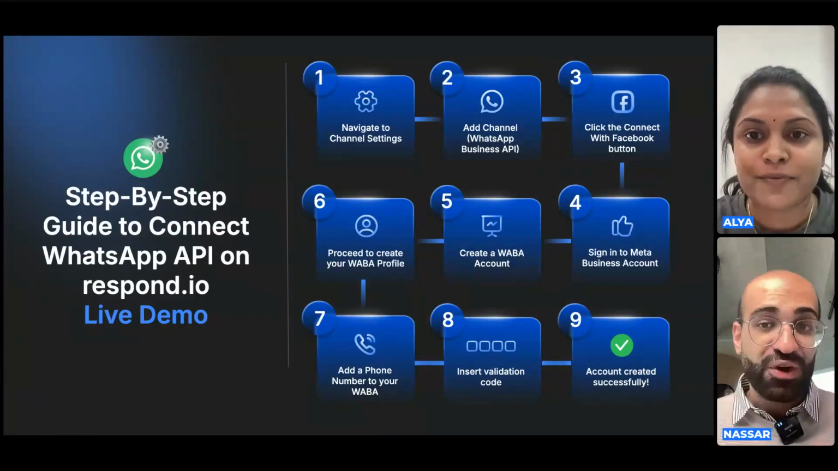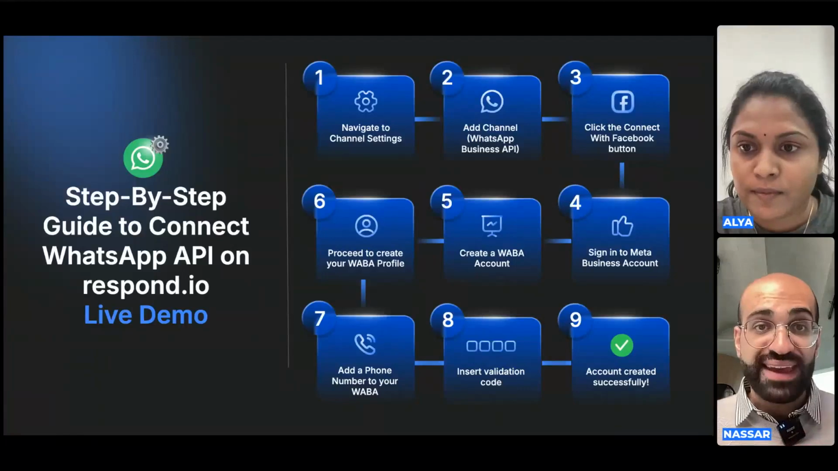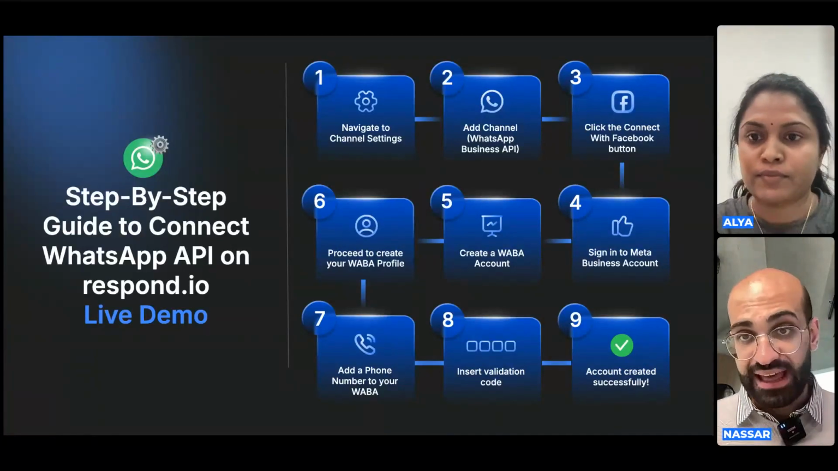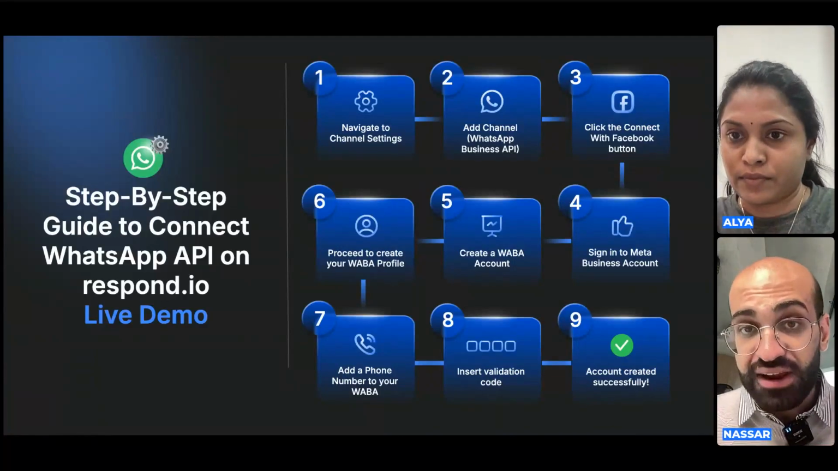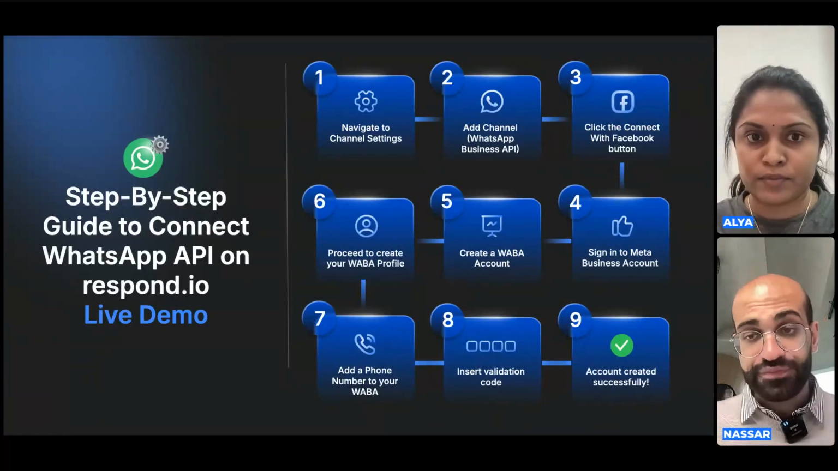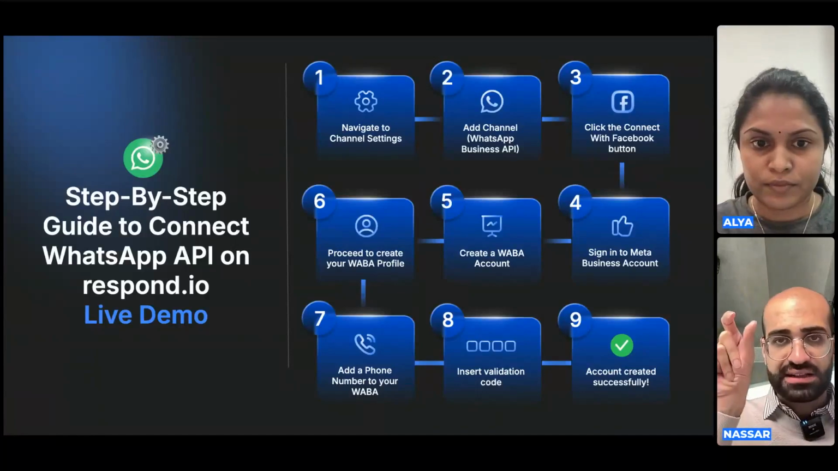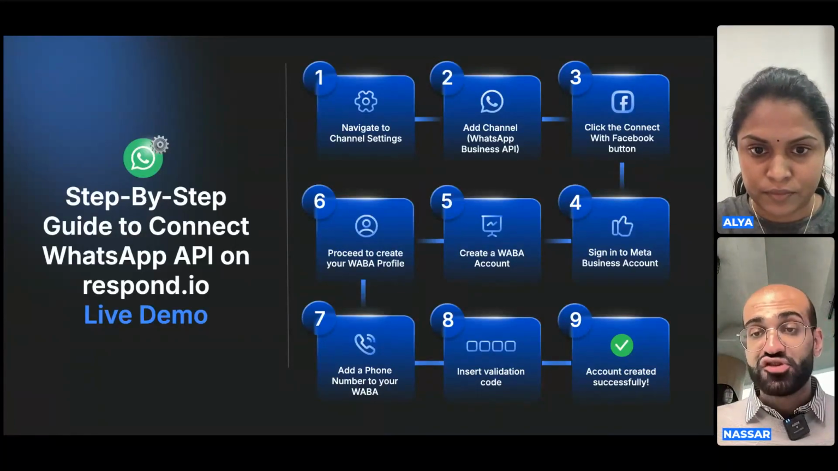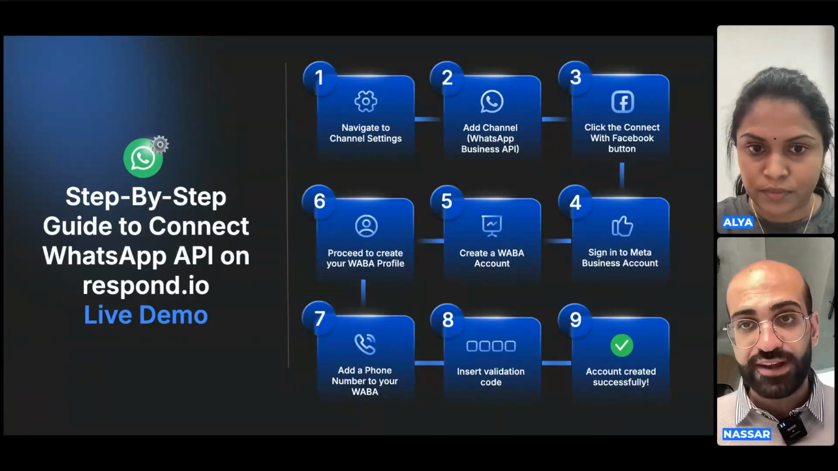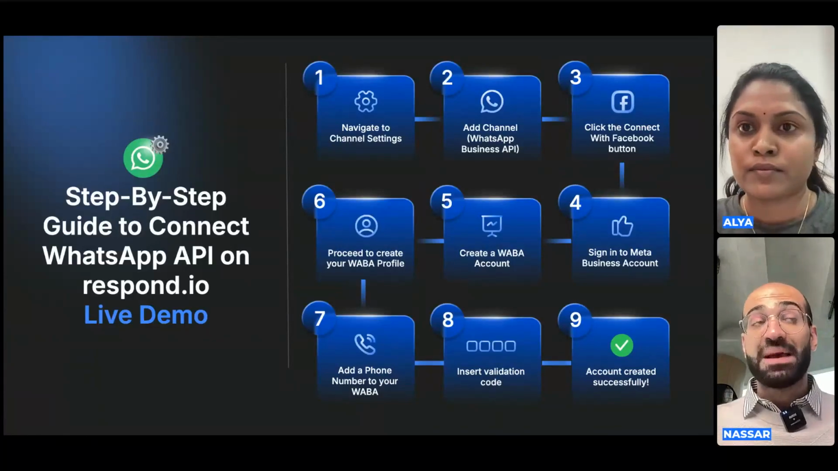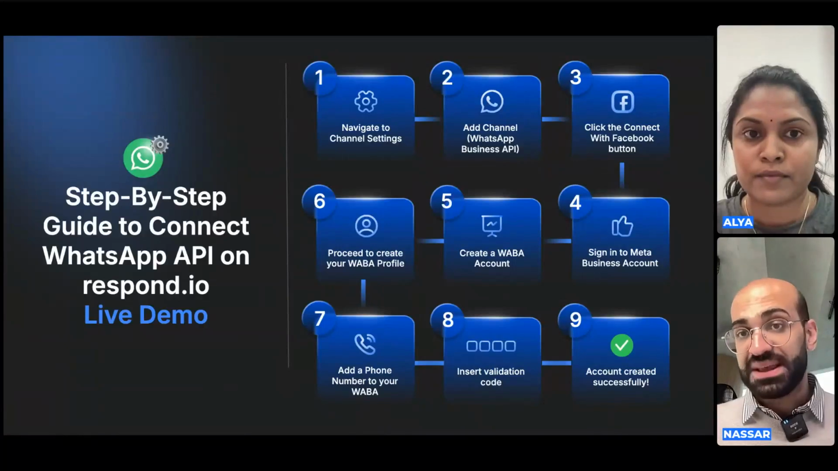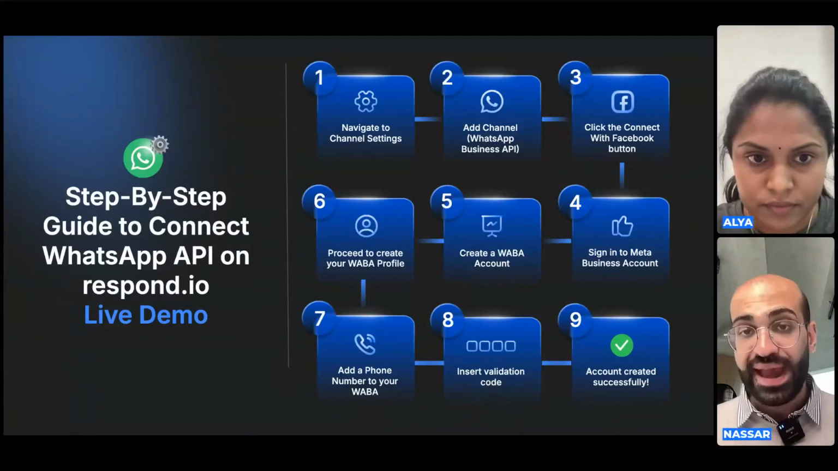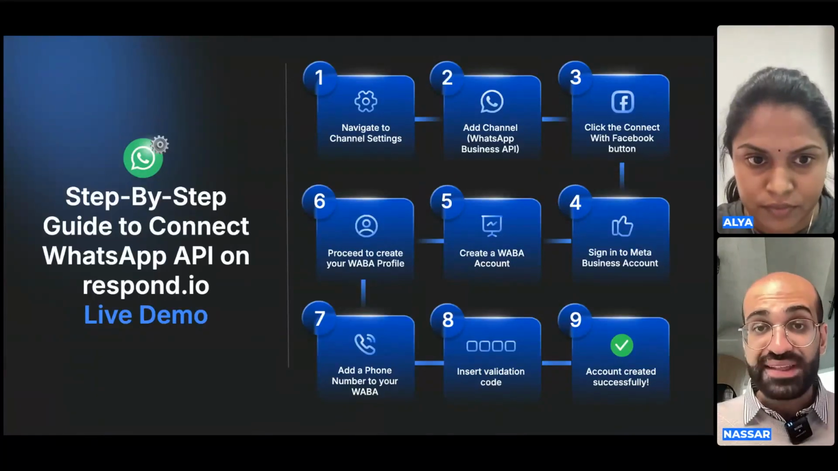Okay, so on Respond.io, users will need to navigate to channel settings. If you log into Respond.io, you can go to settings and then channels, and then add a new channel called WhatsApp Business API, right? After that, there will be a button called Connect with Facebook. You press on that, then you'll be prompted to sign into your Meta business account, right? If you do not have a Meta business portfolio, you'll also be prompted to create one there. Assuming you have created a Meta business portfolio or you already have one, you move on to the next step of creating a WABA account.